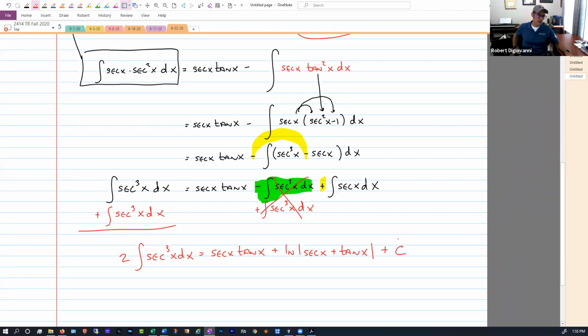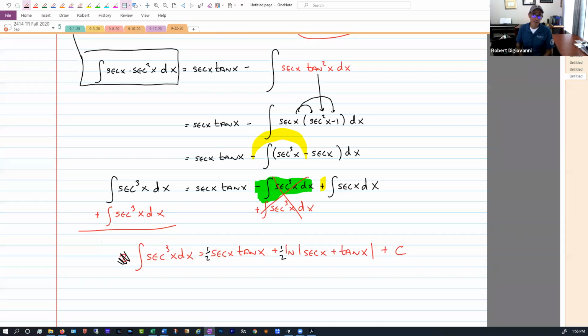One more thing, right? Divide by 2. So I'm just going to put a 1/2 in front of this, and a 1/2 in front of that and get rid of the 2 over here. So the antiderivative of secant cubed x dx is half secant x tangent x plus half natural log of secant x plus tangent x plus c.